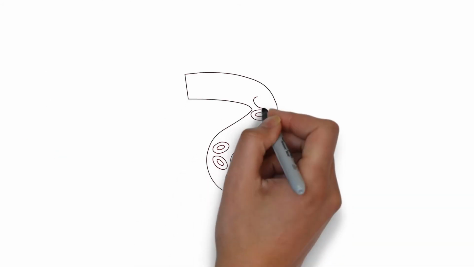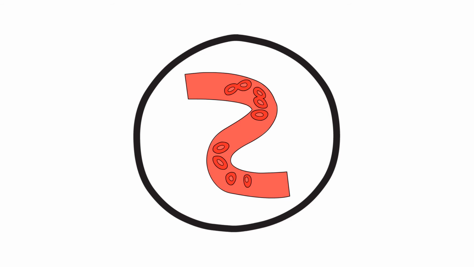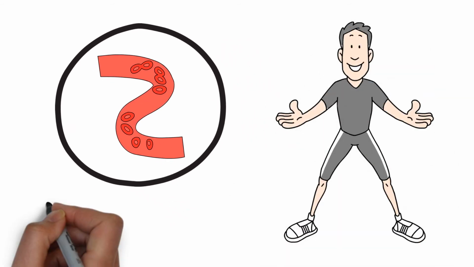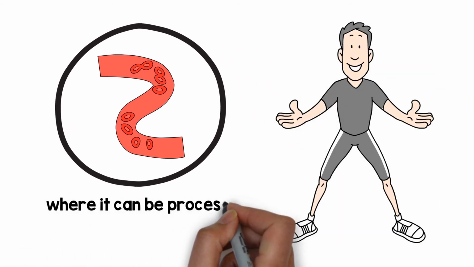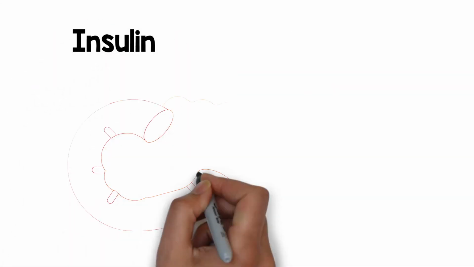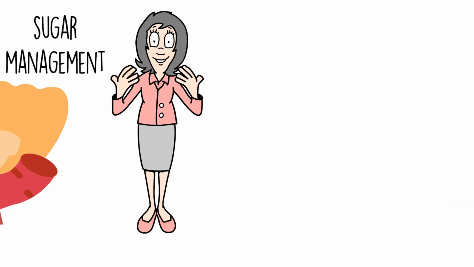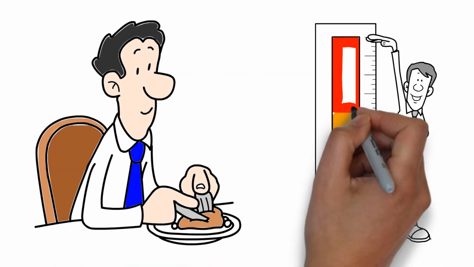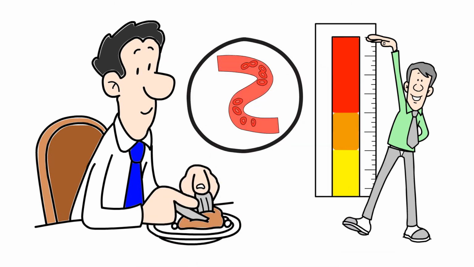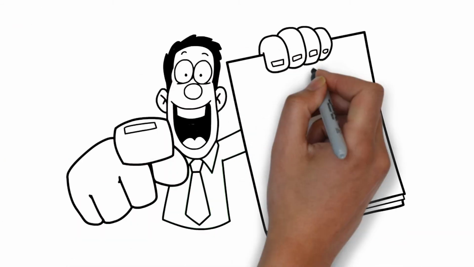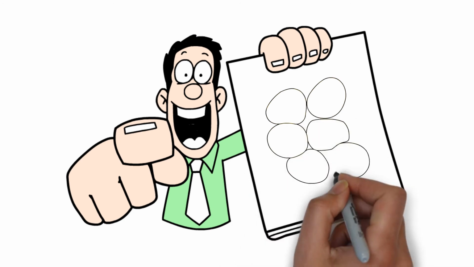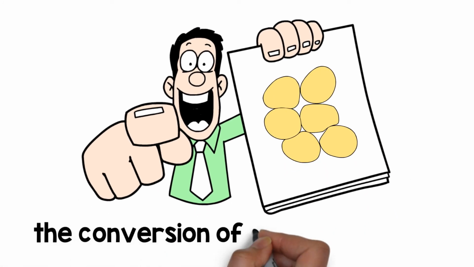When sugar moves from the digestive tract to the bloodstream, your body kicks into action to transfer it into your tissues, where it can be processed and used for energy. Insulin, a hormone synthesized in the pancreas, is one of the body's main tools for sugar management. When you eat and your blood sugar rises, insulin is secreted into the blood. It prompts your muscle and fat cells to let glucose in and jumpstart the conversion of sugar to energy.